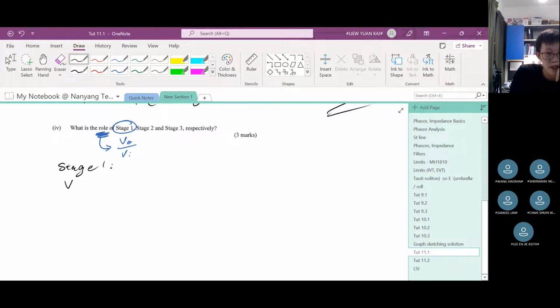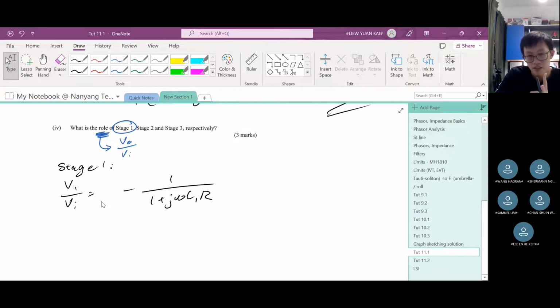We have V1 over V in. The V1 over V in is negative 1 over 1 plus j omega C1 R. I just copied it down from the top. The only thing we can do is to try to identify. As far as this course is concerned, as far as MA2009 is concerned, we have two uses of operational amplifiers. Number 1, filters. Number 2, amplifiers.